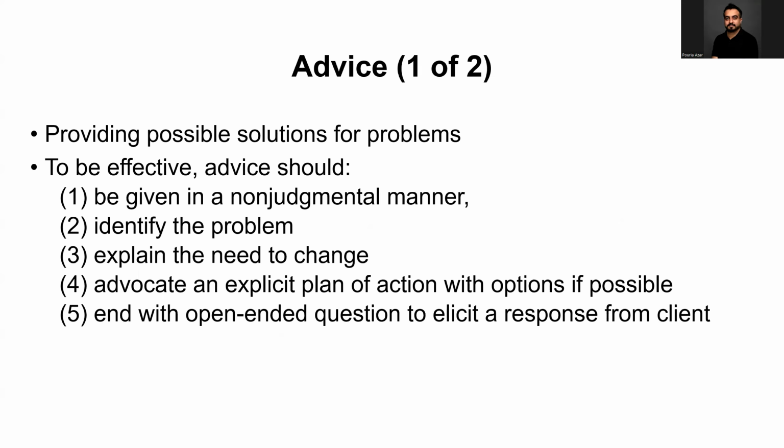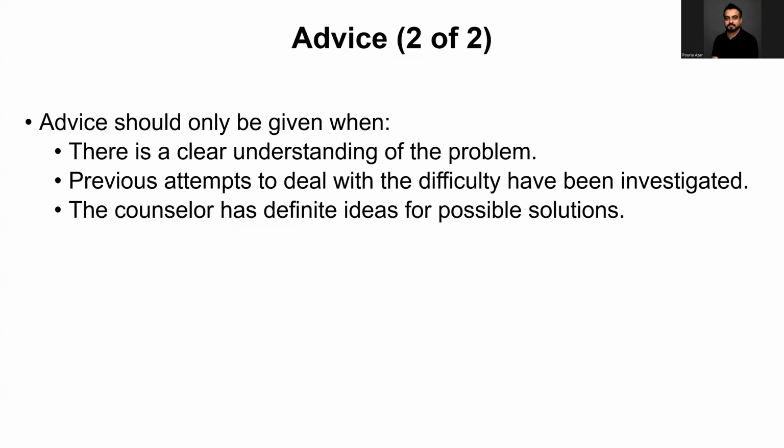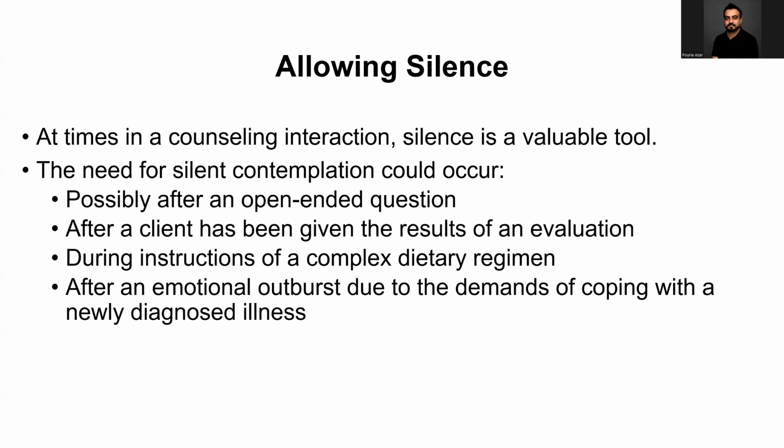And advice. We can provide some possible solutions for problems. And in order to be effective, our advice needs to be effective. And advice should be given in a non-judgmental manner: identify the problem, explain the need to change, advocate an explicit plan of action with options if possible, and end with an open-ended question to elicit a response from the client. Advice should only be given when there is a clear understanding of the problem. When we understand the problem clearly, then we can give advice. Previous attempts to deal with the difficulty have been investigated. The counselor has definite ideas for possible solutions.